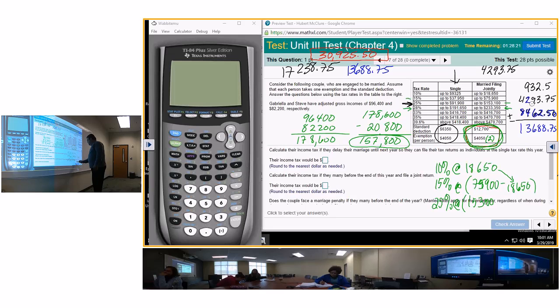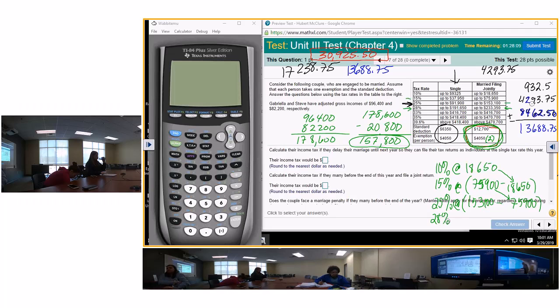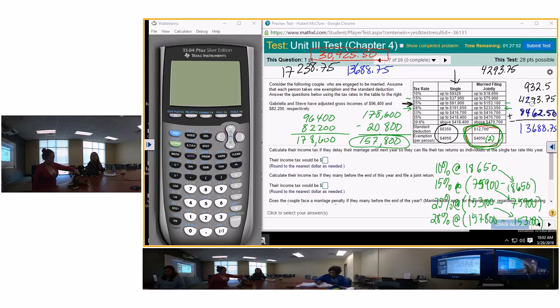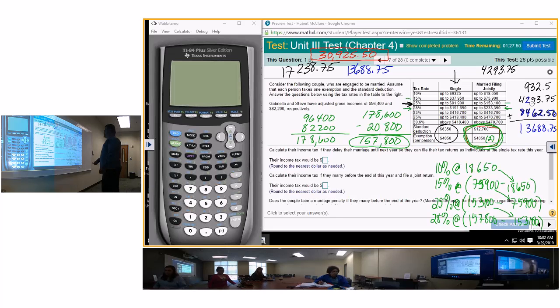153,100 minus, and this comes down here, 75,900, and then 28% at, and what's our total? 157,800. And this comes down here, 153,100. Okay, somebody crank that out. I'll do the first one for you. This will be 1865.